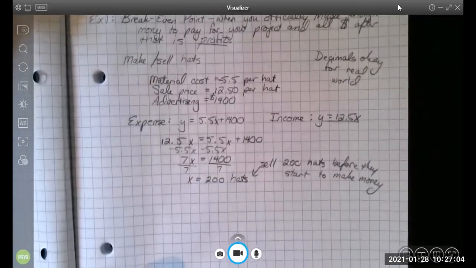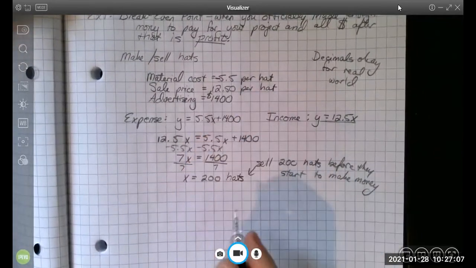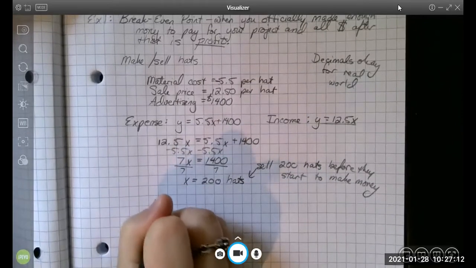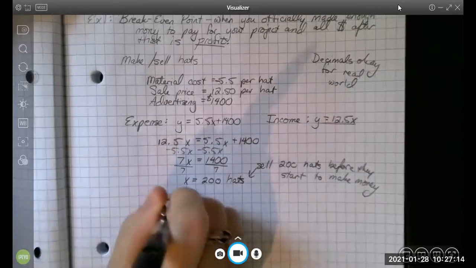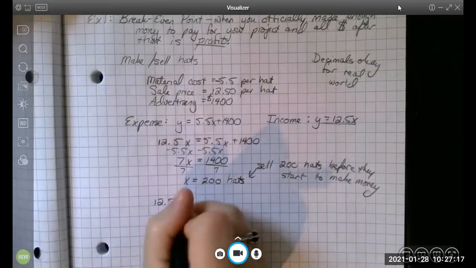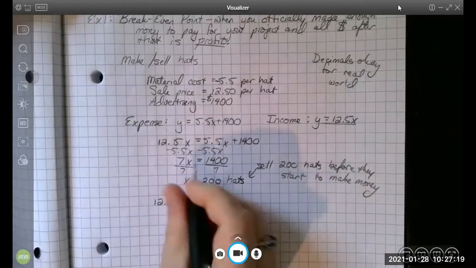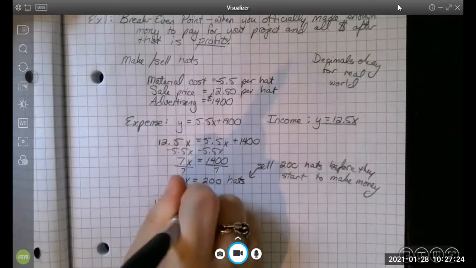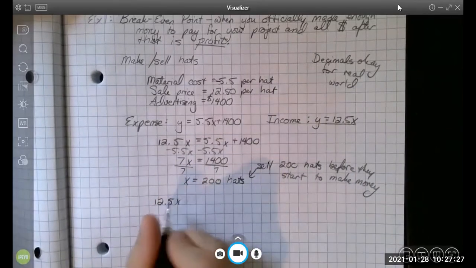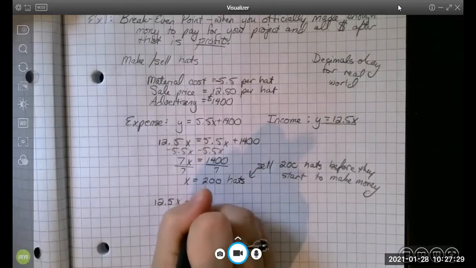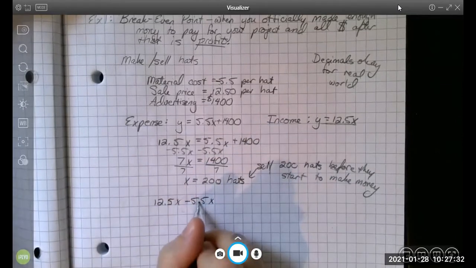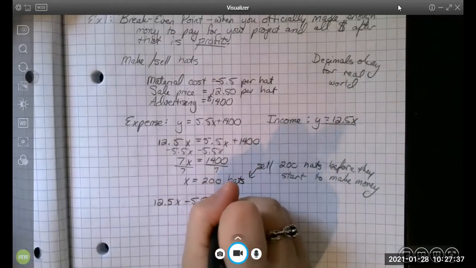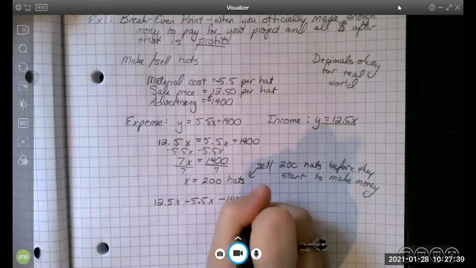Another way to solve it is to use our negative here in a more traditional way. So what we're looking at is our income, 12.5x, plus 5. So this is positive because it's income, minus 5.5x, because this is negative, it's how much we're paying. Let's see, minus 1,400 equals 0.